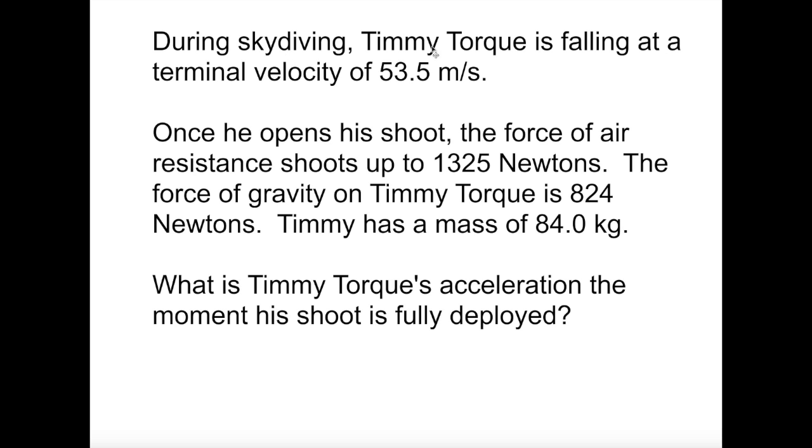During skydiving, Timmy Tork is falling at a terminal velocity of 53.5 meters per second. Once he opens his chute, the force of air resistance shoots up to 1,325 newtons. The force of gravity on Timmy Tork is 824 newtons. Timmy has a mass of 84.0 kilograms. What is Timmy Tork's acceleration the moment his chute is deployed?